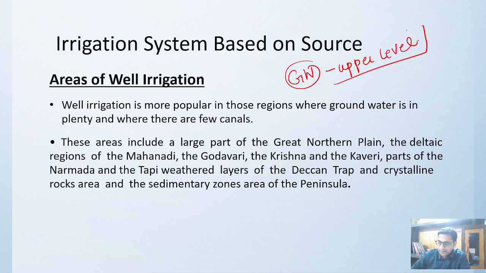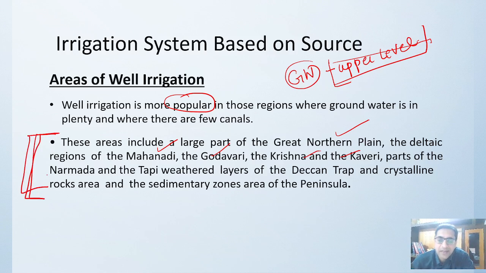If the groundwater is at a very low level, then it is very difficult to dig a well, because they have to dig very deep down. So wherever the groundwater is at a good, upper level, that is why wells are most popular at these places. Like in the northern plains area, Mahanadi region, Godavari region, Krishna, Kaveri. Wherever rivers pass that have a good quantity of water in them, nearby areas you will find the water table very high. And in the southern area, if you go, if there are crystalline rock or sedimentary zones.